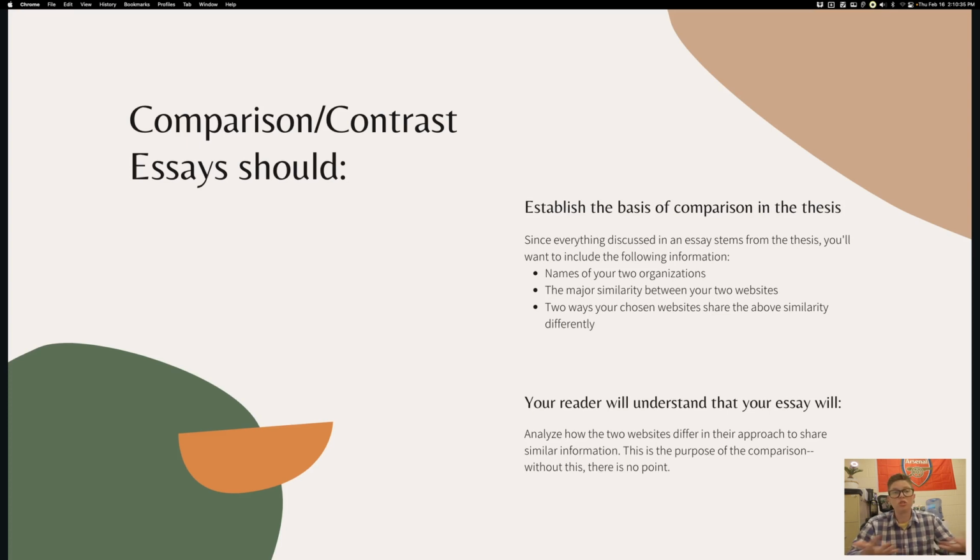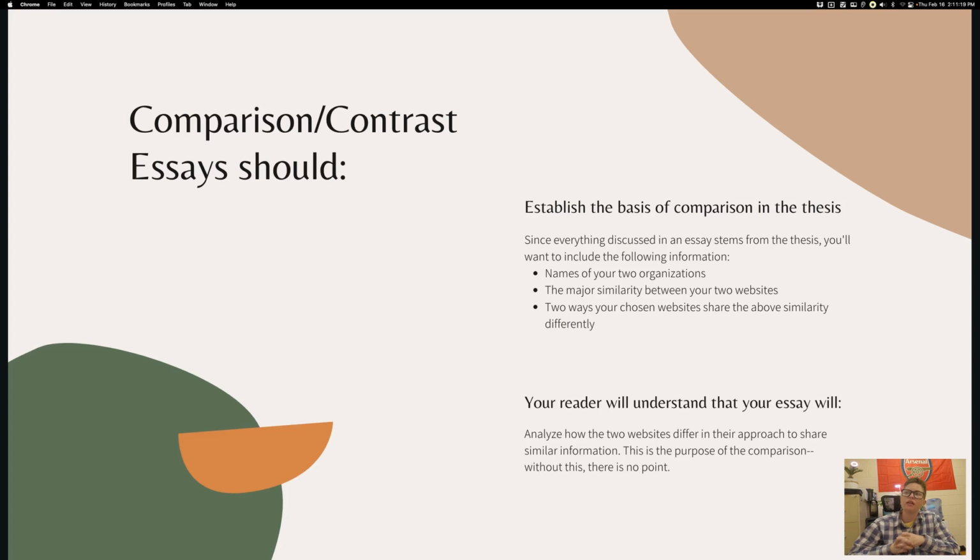So since everything that's in the essay stems from the thesis, you'll want to include a little bit of all the information we're dealing with, okay? So that's going to be the name of your two organizations, right? Either We Found Fido or Global Warming Consortium, and then that other website that you choose, right? That website is information from an organization, all right? The next thing you need is the major similarity between your two websites, okay? That's really important. And finally, you need two ways your chosen websites share that similarity with the reader differently, okay?